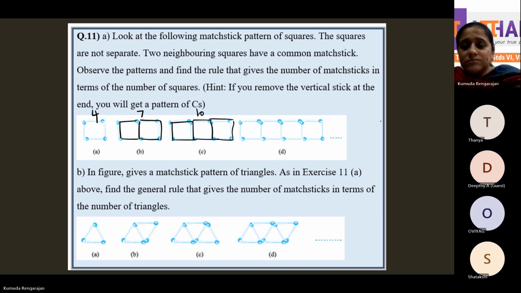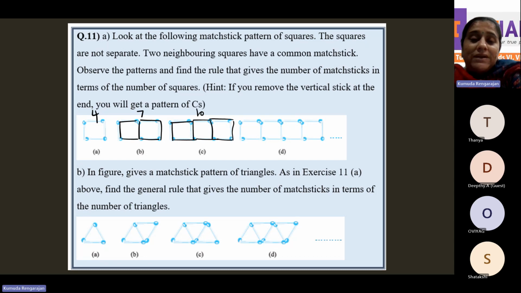Ma'am, I understood. In the two squares sticking to each other, we must subtract 1. In figure C, we must subtract 2. In figure D, we should subtract 3. Oh, yes ma'am, that's only D. Correct. So you have to make all the squares independent.